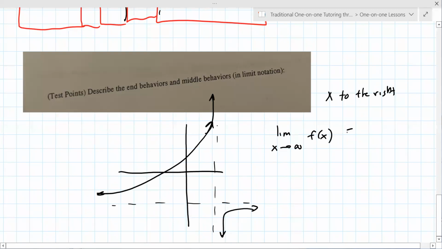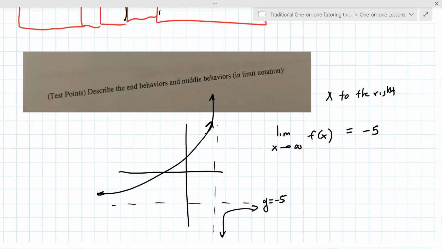So the question is, well, what is the y value that it approaches? And we already said there's a horizontal asymptote at -5, so that is -5. So generally at the endpoints, it approaches the horizontal asymptotes.